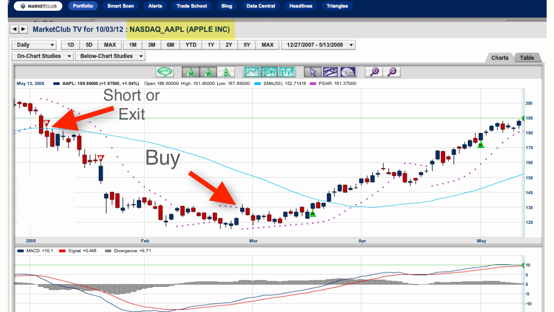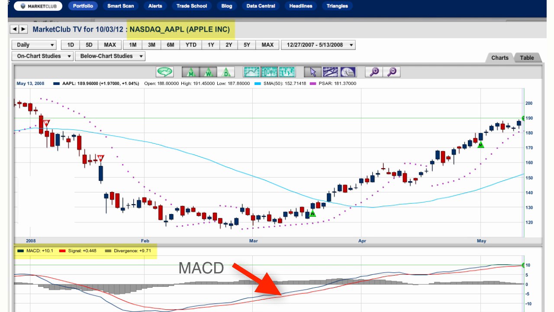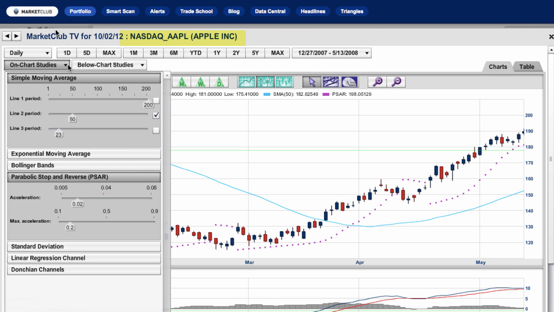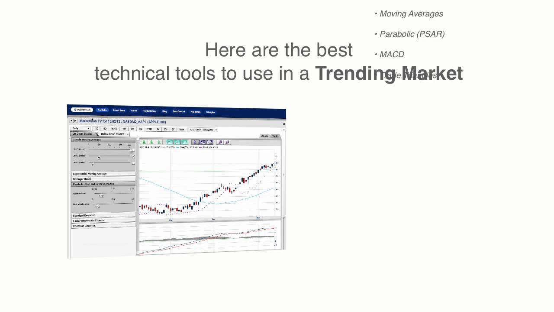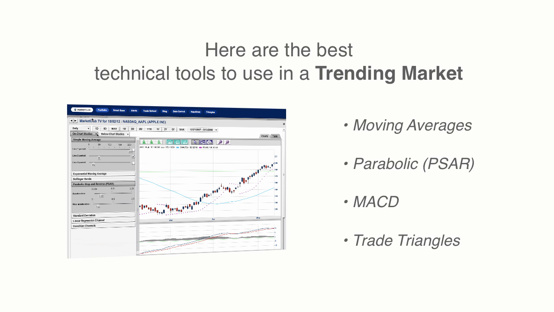And the indicator below the chart is what we call a MACD, which is a moving average convergence divergence indicator. Now, all of these indicators I've just described are actually described in detail on MarketClub. So here is a simple moving average, which you can see right here. Then you have the parabolic indicator, and we're explaining how to use the below chart studies in our next video, which I'll show you in just a second. And that, of course, is what to do in a sideways market. But first, here are the best technical tools to use in a trending market. Moving averages, parabolic PSAR, the MACD, and of course MarketClub's very own trade triangles, which you won't find anywhere else.